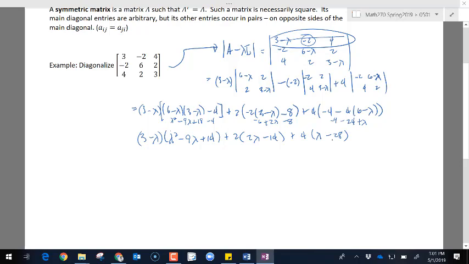Oh man, this is long. So 3 lambda squared minus 27 lambda plus 42, minus lambda cubed plus 9 lambda squared minus 14 lambda, plus 4 lambda minus 28, plus 4 lambda minus 80, 102.